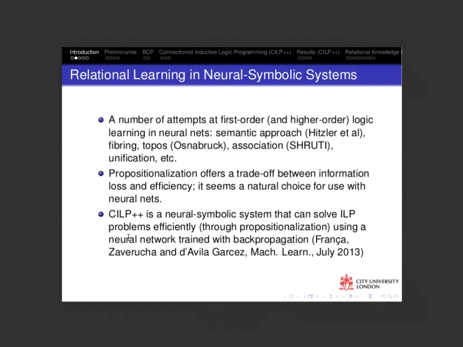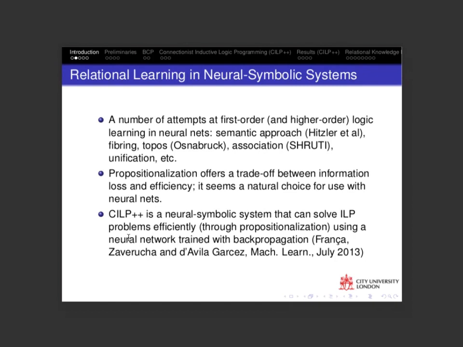and there are many early attempts to represent first-order logic in neural nets, either for the purpose of performing reasoning with neural nets, or to try and learn those representations. And I'm just listing some here. Hitzler, the team at Osnabrück, the Shruti method, and many other attempts that were kind of left out there.